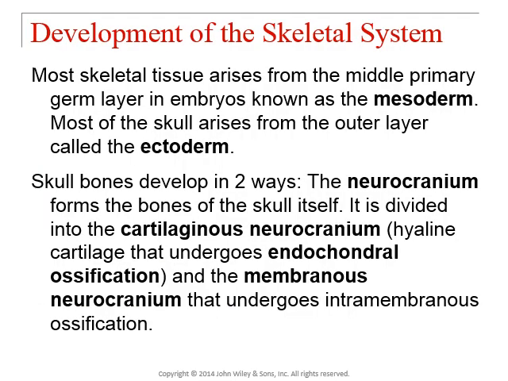And normally I don't talk too much about embryology as far as this course goes, but for the skeletal system, I want you to be aware of a couple different processes here. For the most part, most skeletal tissue is going to arise from the mesoderm, whereas the skull is going to arise primarily from the ectoderm. Typically, skull bones in particular will develop in one of two ways. The neurocranium is going to form the bones of the skull itself, and it's going to be divided into either the cartilaginous neurocranium, where hyaline cartilage undergoes endochondral ossification, or the membranous neurocranium, which is going to undergo intramembranous ossification.